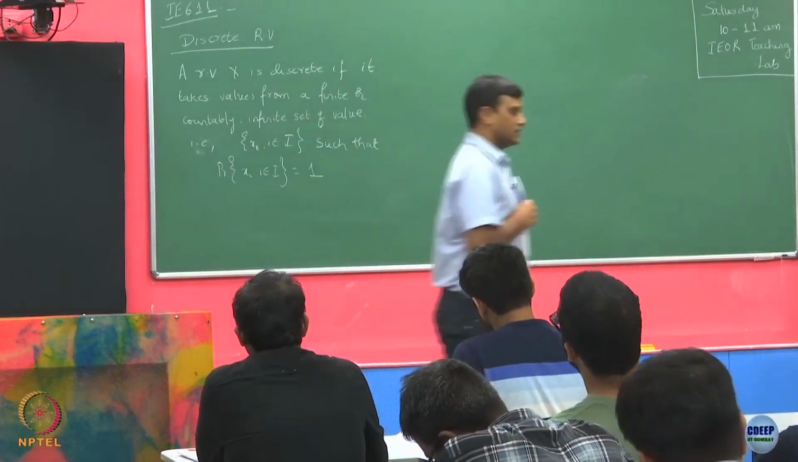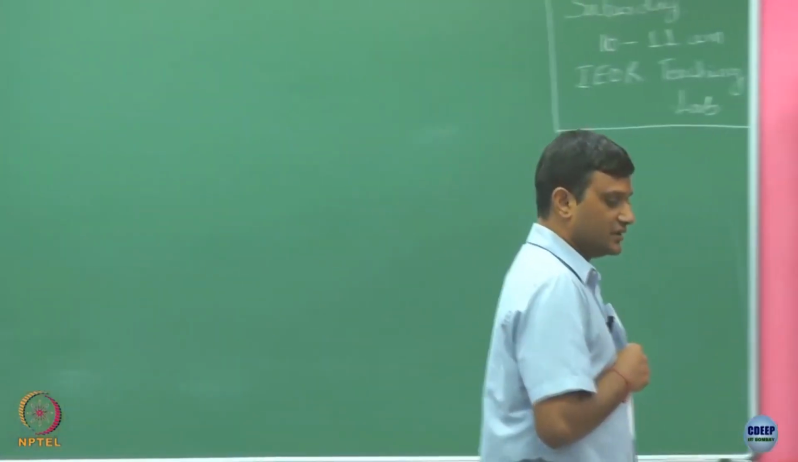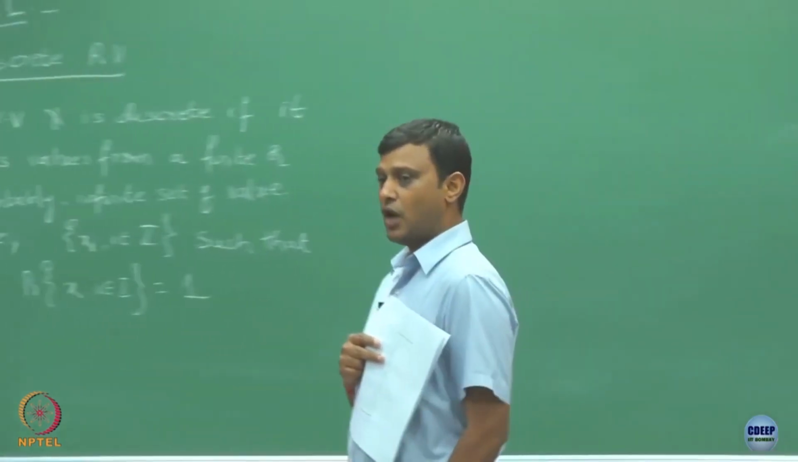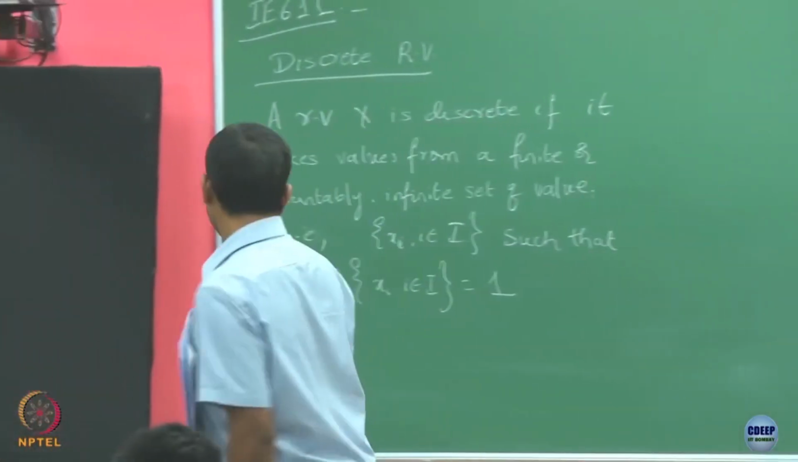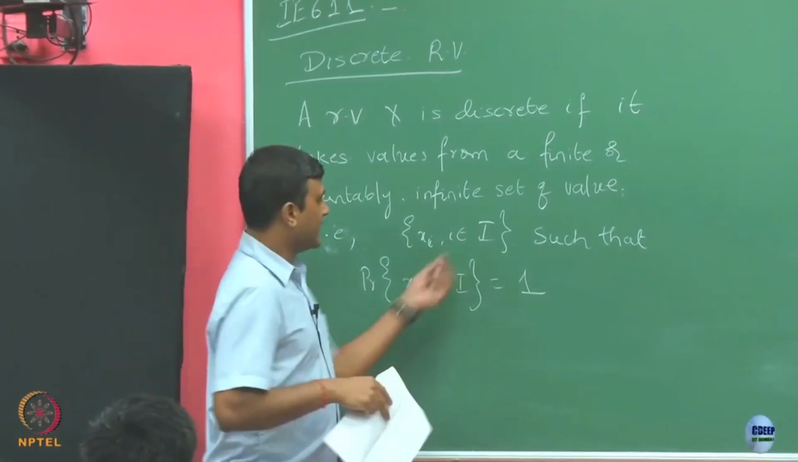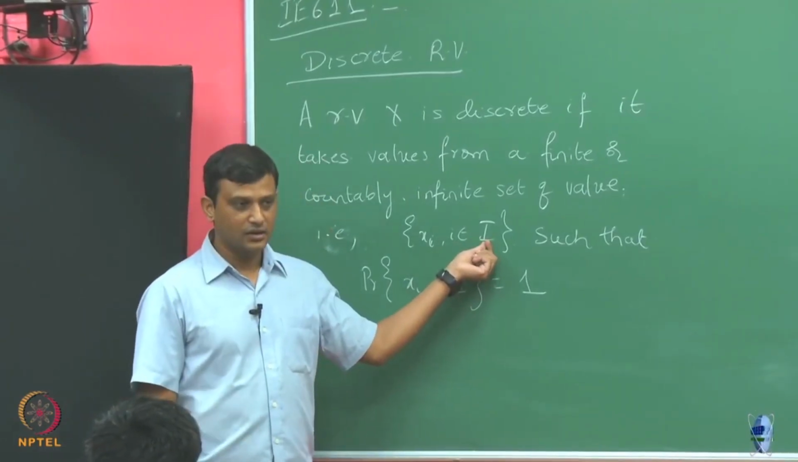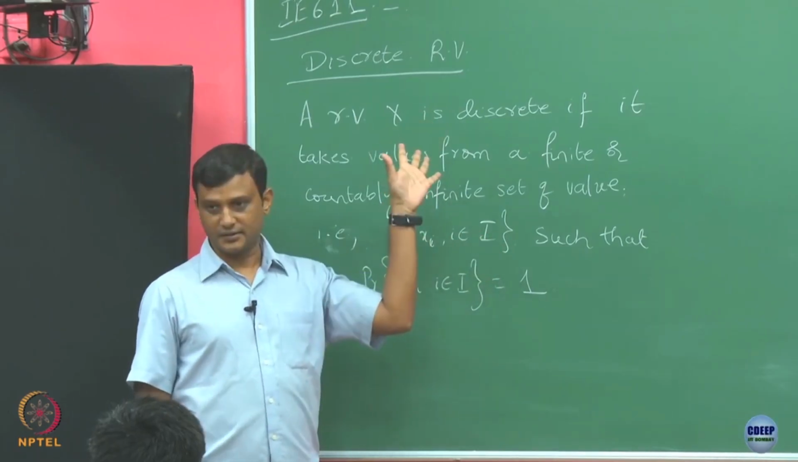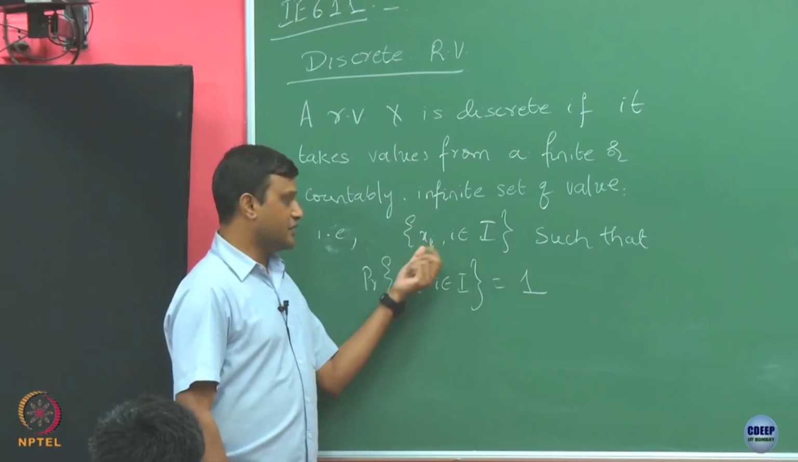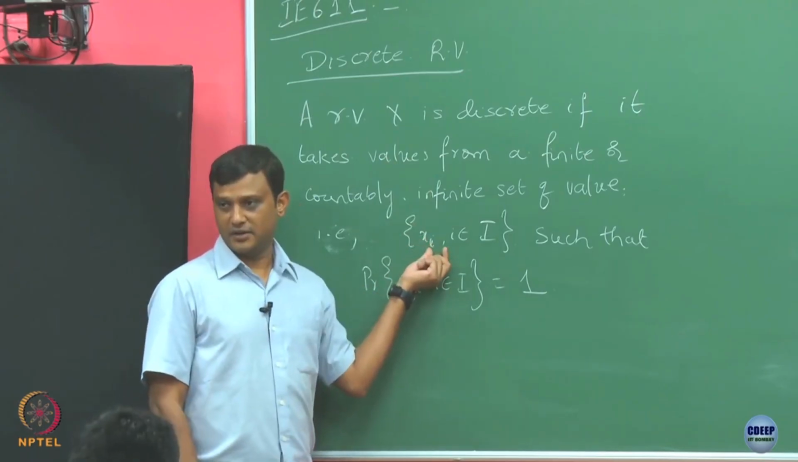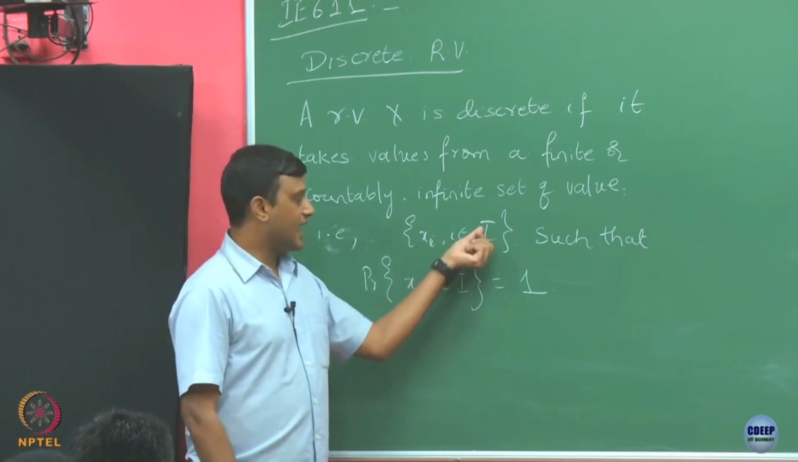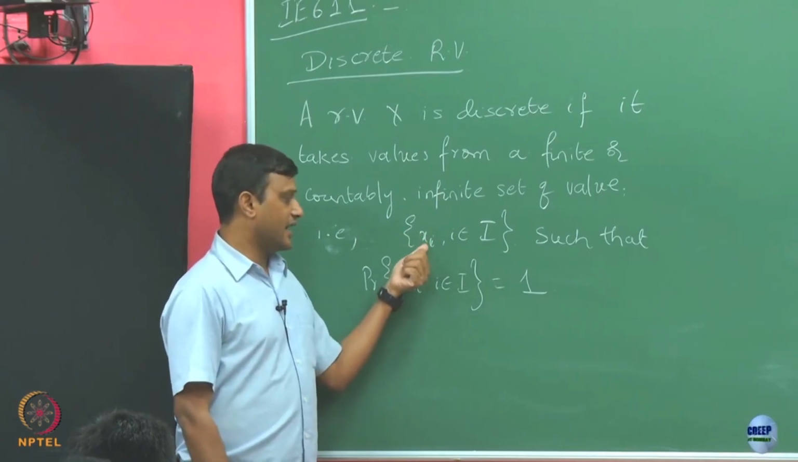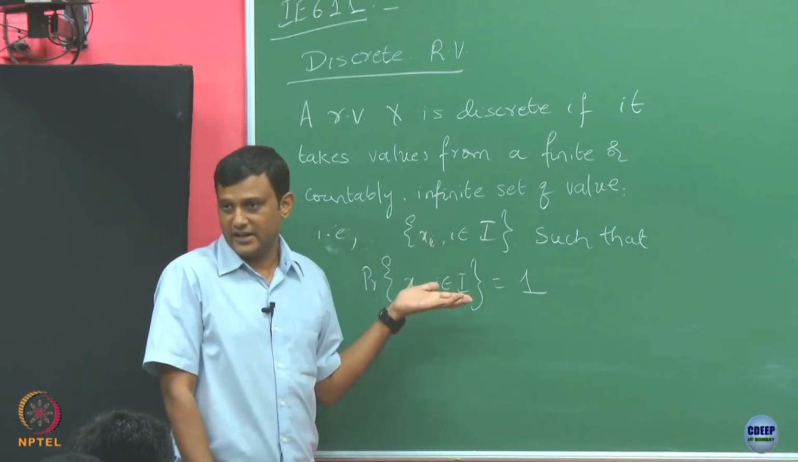So we are going to say a random variable x is discrete if either it takes a finite set of values or a countably infinite set of values. For example, let us say I have an index set I. This index set I could simply be 1, 2, 3, 4, 5, 6. Then the random variable is going to take 6 different values. Or this I could consist of just 1 or 2. In this case my random variable takes only 2 possible values, x1 and x2.